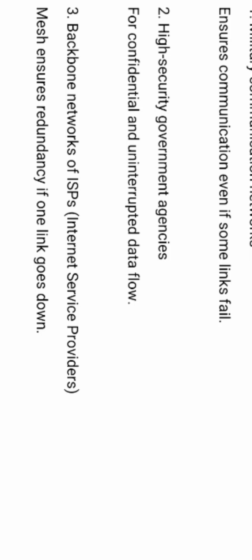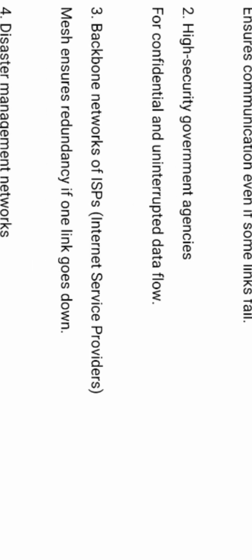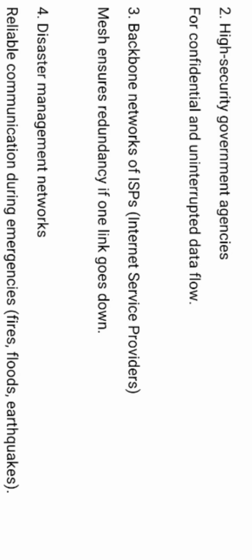And another one is backbone networks of ISPs. ISPs are internet service providers. Mesh ensures connectivity if one link goes down. And disaster management, reliable communication during emergencies. For example, a fire accident, flood, or earthquake, whatever sad event occurs at a specific place, it is easy to communicate with each other using this network topology.